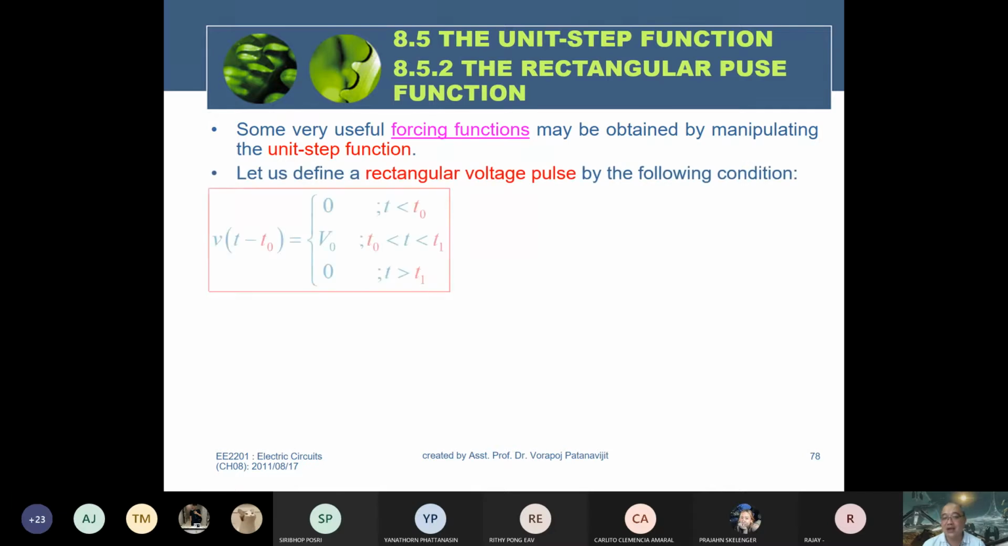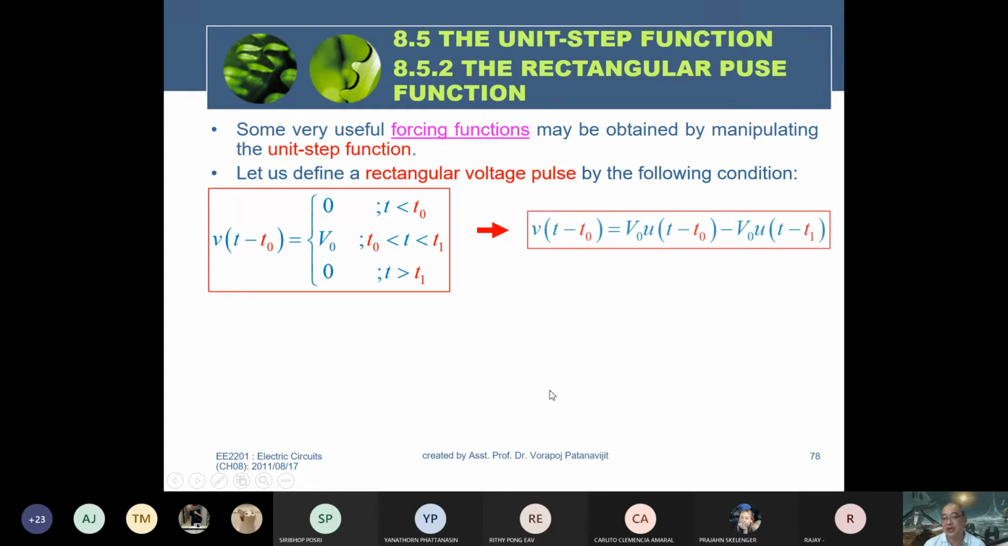Let's define the rectangular voltage pulse by the following condition. You can see that the rectangular pulse will be 0 for time less than T0, and 0 for time greater than T1. Between them, it has a certain value, which provides you the rectangle shape. The rectangle shape can be modeled by using two unit step functions, subtracted at different time shifts.